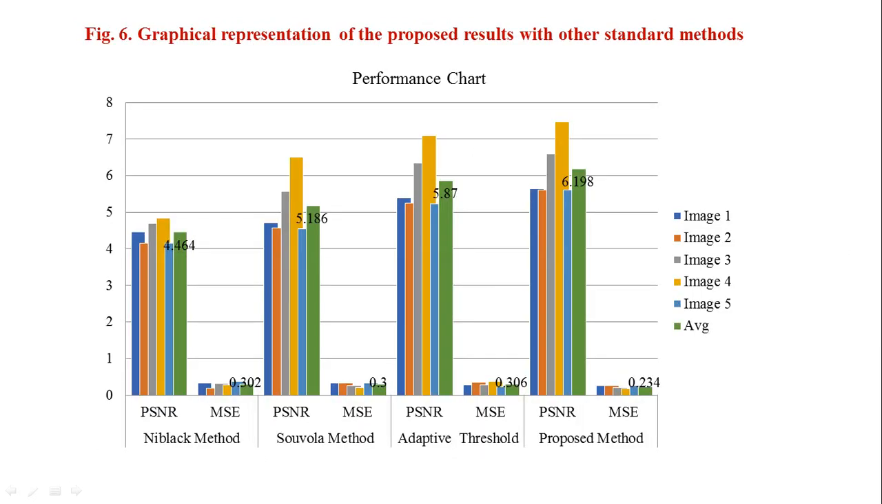The graphical representation of our experiment clearly shows that the Niblack method and the others are in increasing order. Our proposed method gives a better result, with a higher PSNR value compared to the previous three and a lower MSE value. This shows that our experiment is better compared to traditional algorithms.